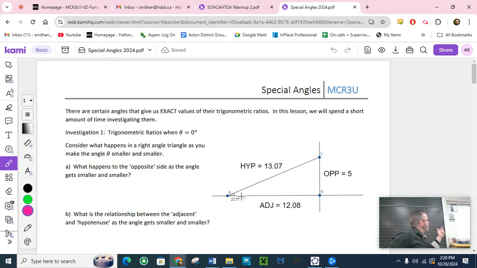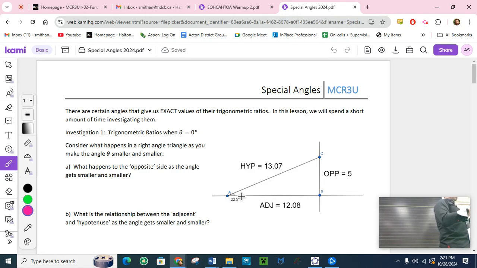What we're doing, the 3U people, we're going to see today that some special angles have trig ratios that are exact. What do I mean by that? For example, can you guys just humor me and put in the sine of 34? Sine 34 is 0.5591, blah, blah, blah. You guys get that too?